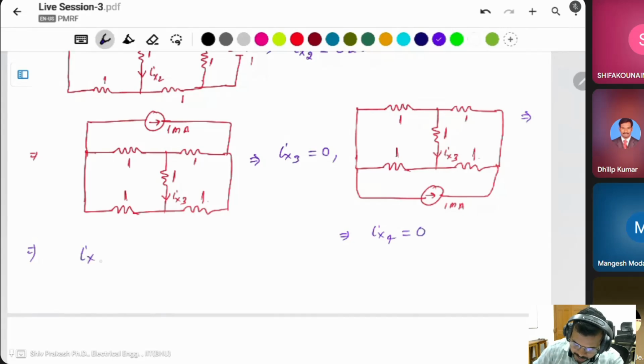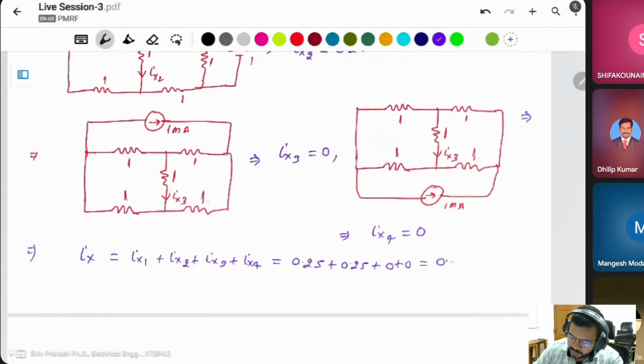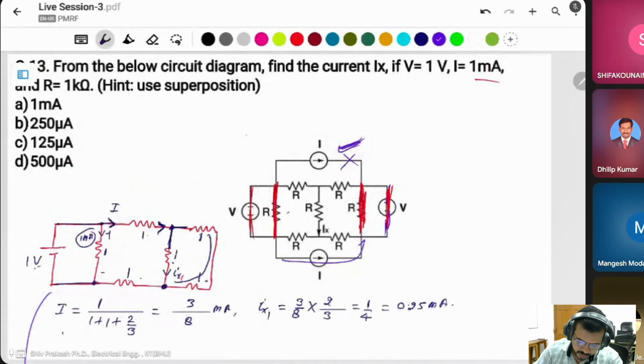Then what is Ix? Ix1 plus Ix2 plus Ix3 plus Ix4: 0.25 milliampere plus 0.25 milliampere plus 0 is equal to 0.5 milliampere. If the question is in microampere, then simply multiply by 1000 here. Microampere current. Yeah, this one, the last option.